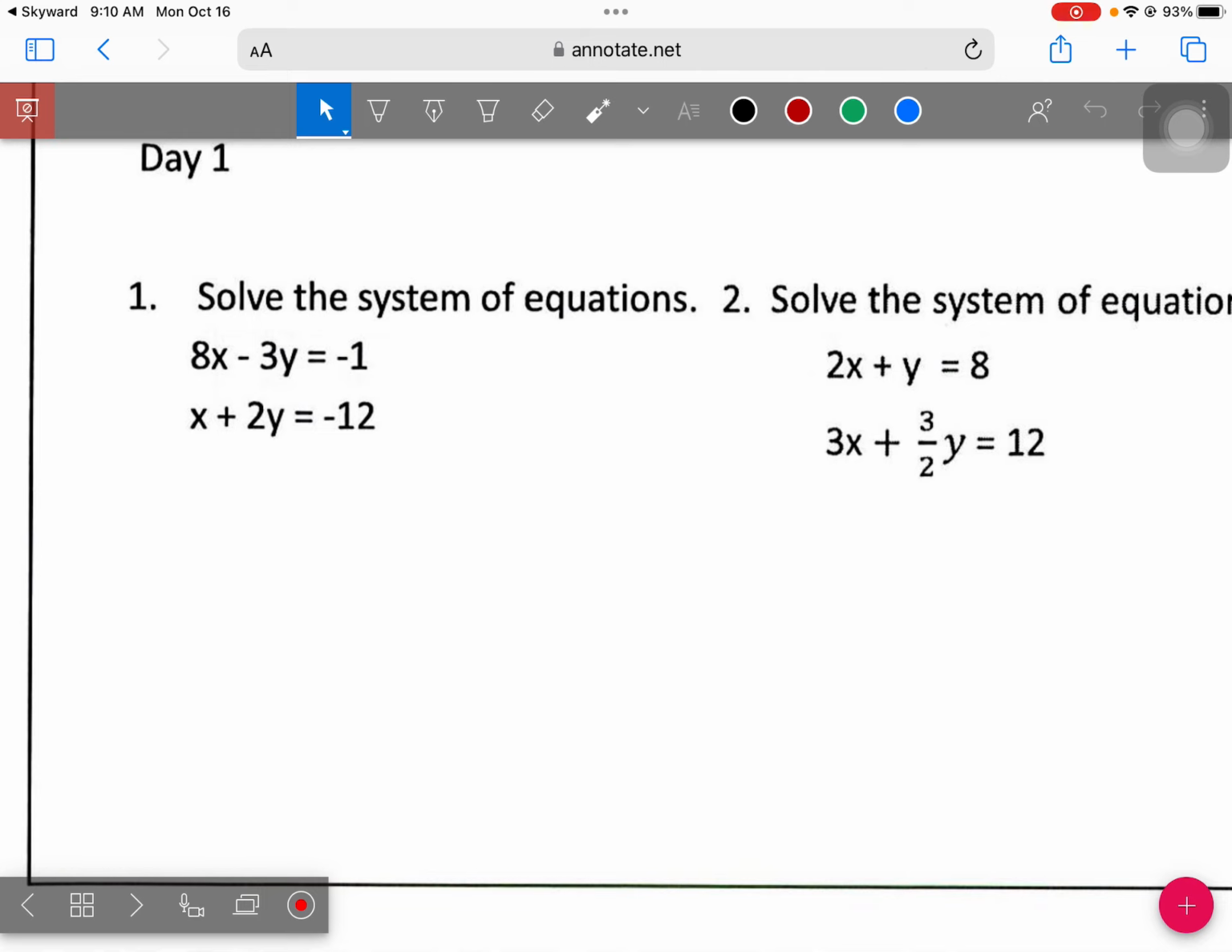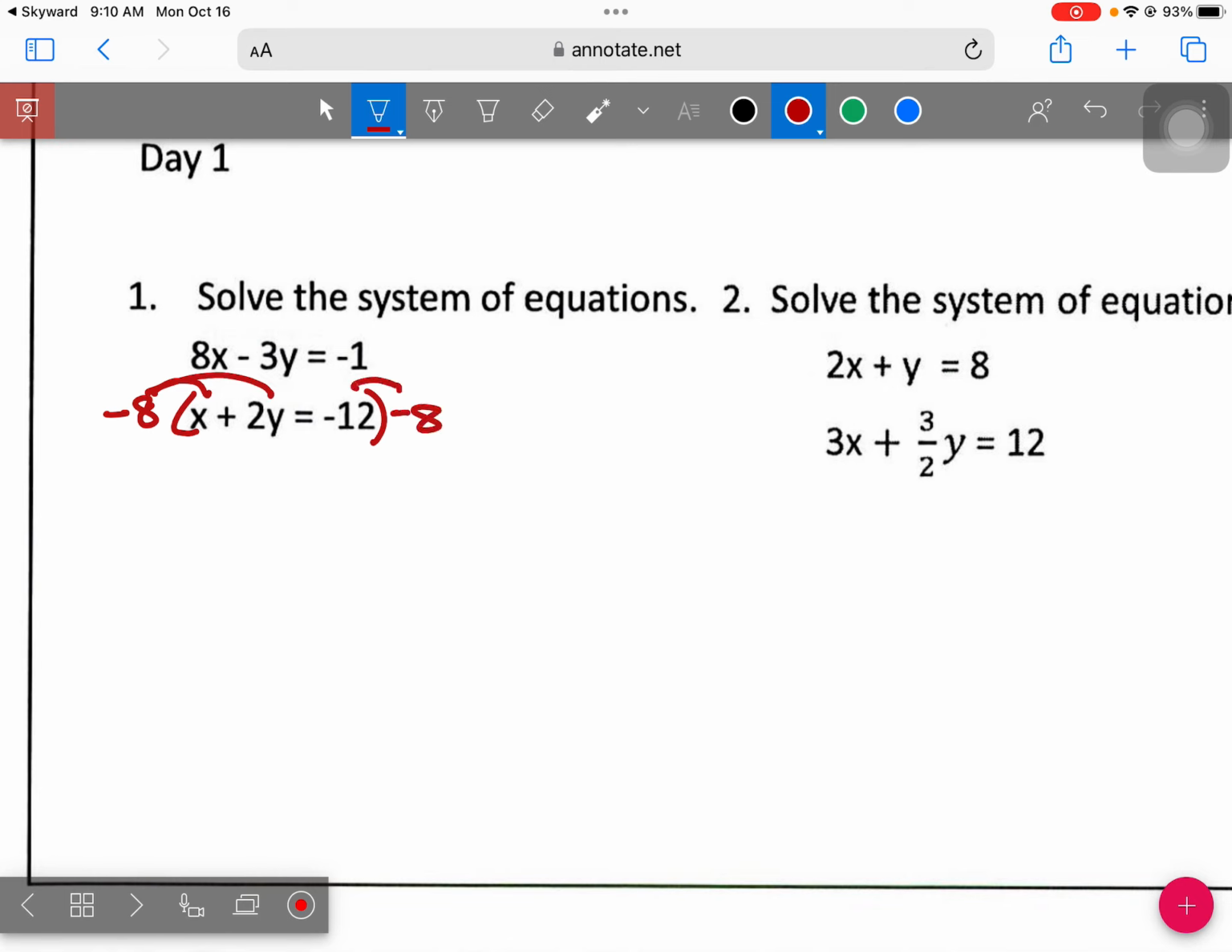X, okay. So if this is 8x, what would I force and make this x down here? I need to make it a negative 8x, right? Which means I need to multiply everything in this equation by negative 8. Okay?